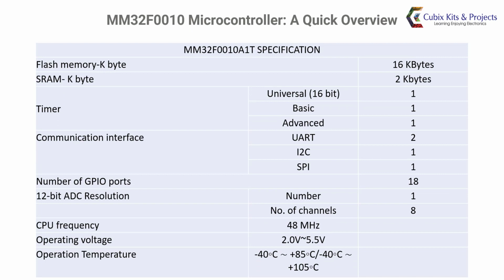MM32F0010 microcontroller, a quick overview. Flash memory size is 16 kilobytes for application code and data. Static RAM size is 2 kilobytes. Three timers: 16-bit universal timer, basic timer and advanced timer. Three communication interfaces: UART, I2C and SPI. 18 GPIO ports. 8-channel 12-bit ADC. 48 MHz CPU frequency. 2.2 to 5.5 volt operating voltage. Operation temperature, minus 40 to plus 105 degrees Celsius.